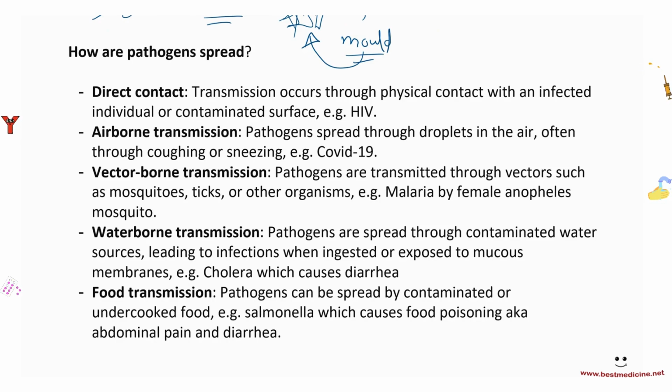So one of the examples is direct contact, where transmission occurs through physical contact with an infected individual or a contaminated surface. For example, if I have COVID, and I sneeze on my hand and shake your hand, then I'm transmitting the COVID through my hand onto you. Airborne transmission is when pathogens spread through droplets in the air, like coughing or sneezing. That's a very popular way of spreading COVID-19, for which we are supposed to wear masks to avoid this.